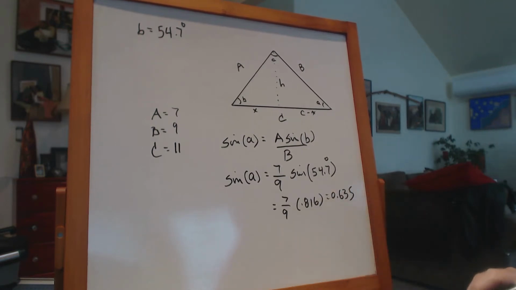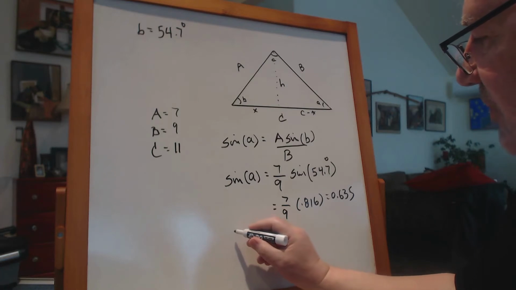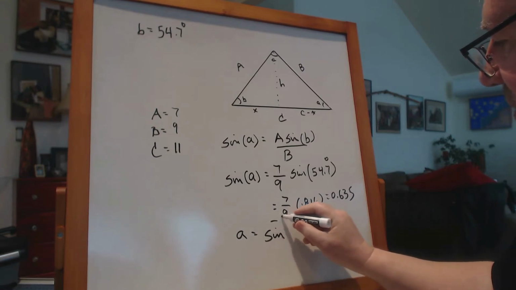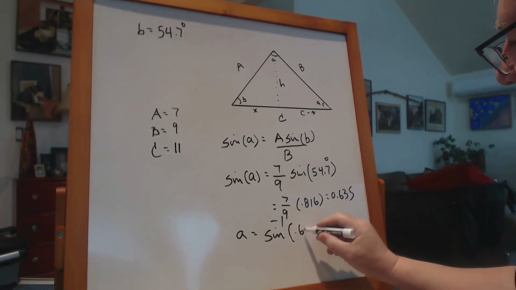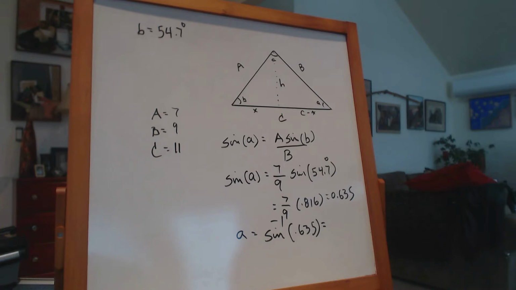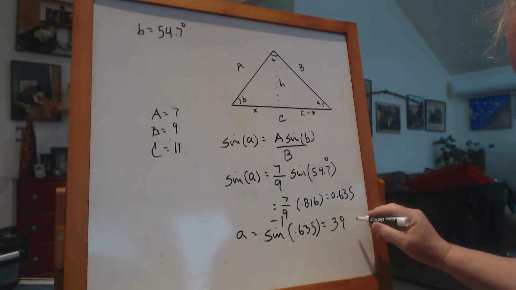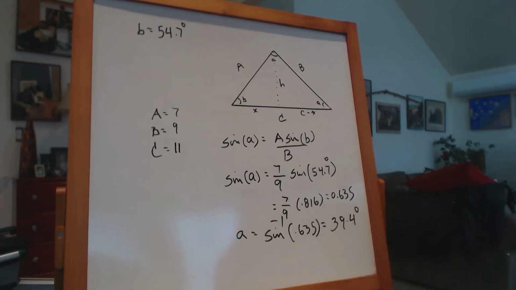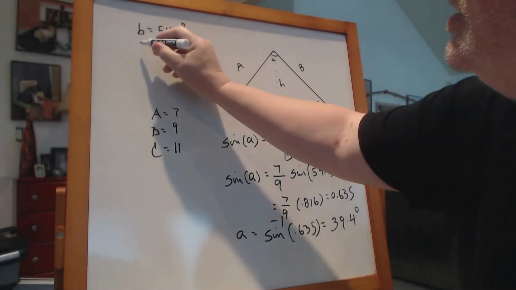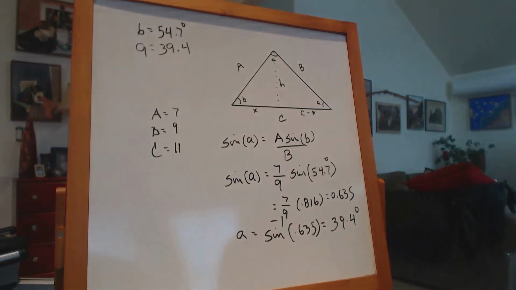And this is equal to 0.635. So in order to find A, we have to take the inverse. So we have A equals the inverse sine, or arcsine, of 0.635, and that equals 39.4 degrees. So A equals 39.4.